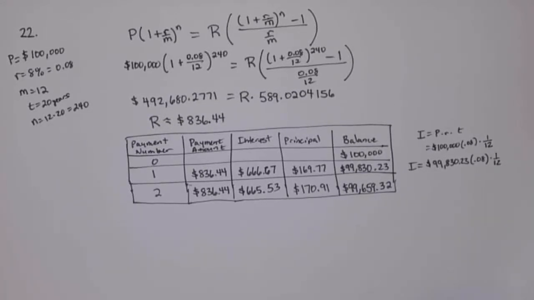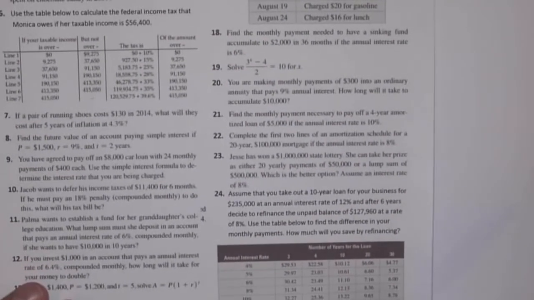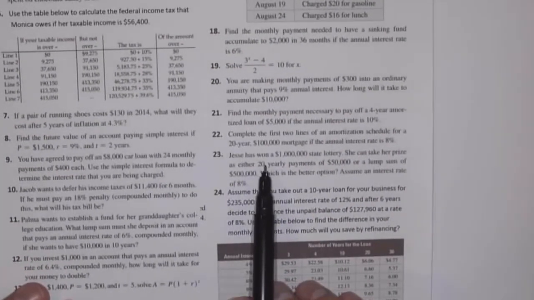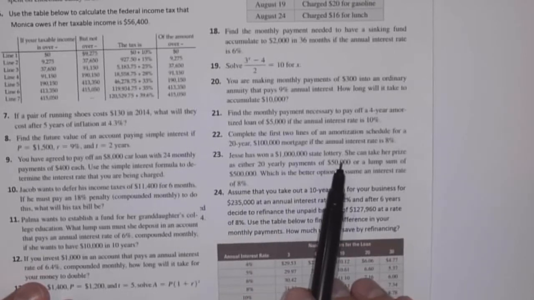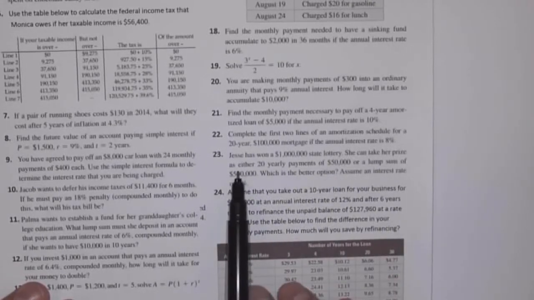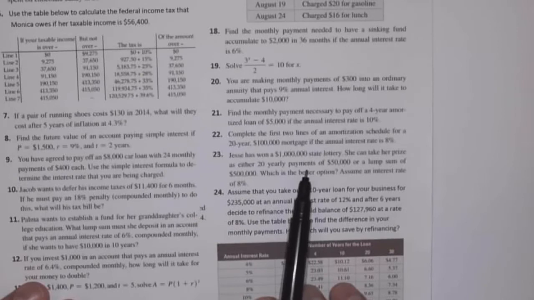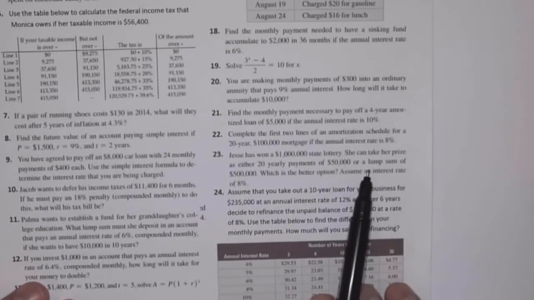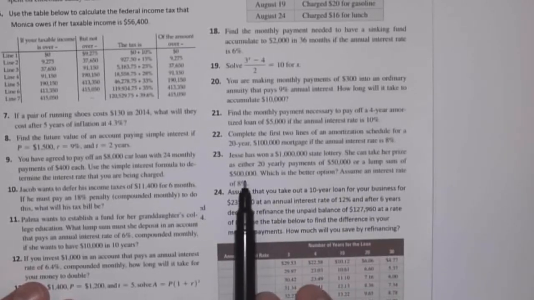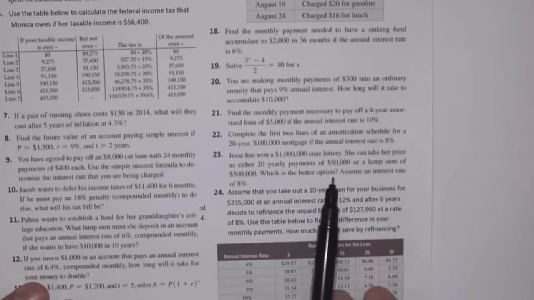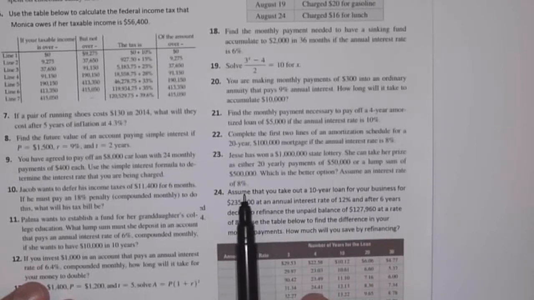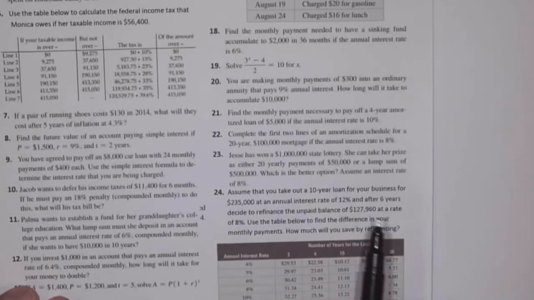Let's take a look at number 23. Jessie has won a $1 million state lottery. She can take her prize as either 20 yearly payments of $50,000 or a lump sum of $500,000. Which is the better option? Assume an interest rate of 8%. So how can we go about figuring out which is the better option?